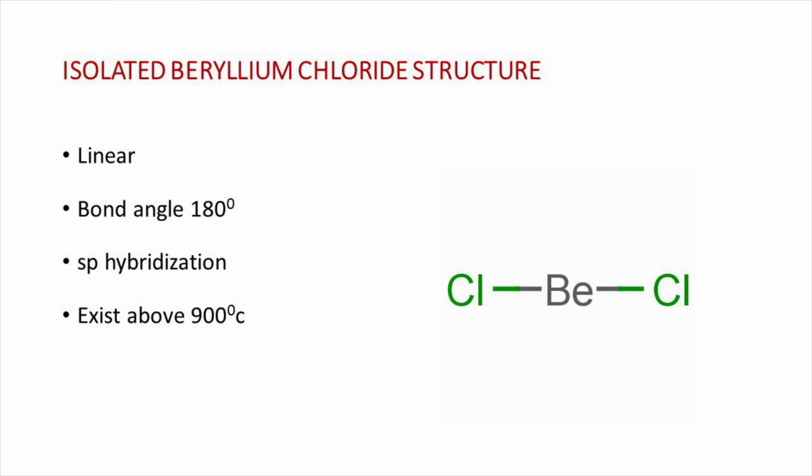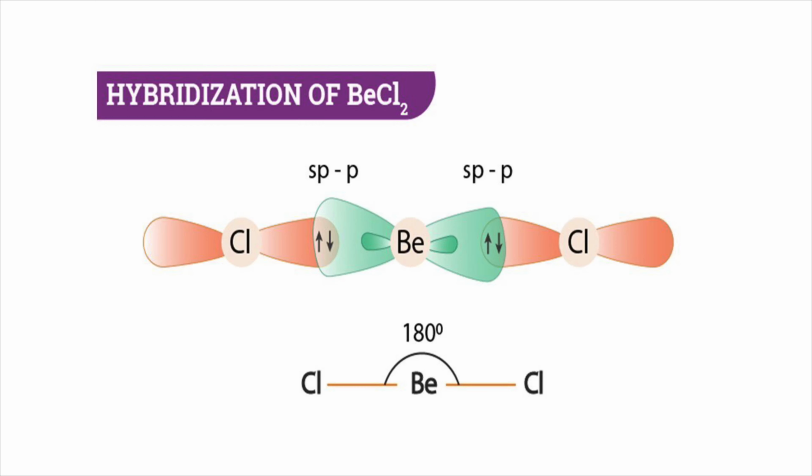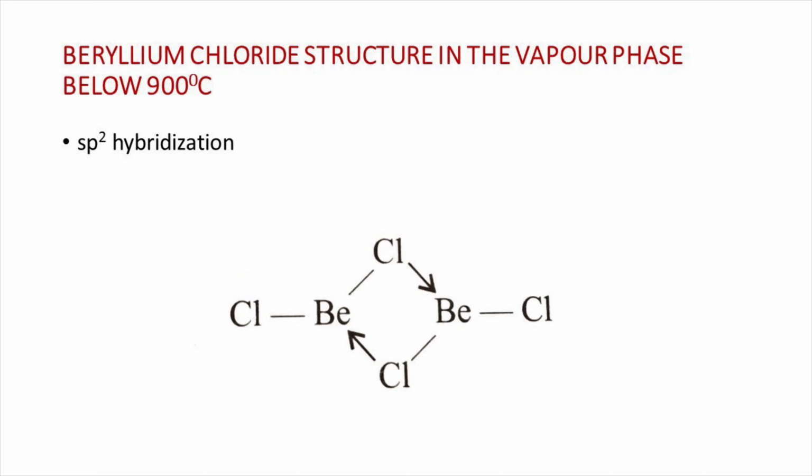The next we can discuss about beryllium chloride structure. There are 3 different structures for beryllium chloride. In an isolated beryllium chloride molecule, it has a linear structure, the Cl-Be-Cl bond angle being 180 degrees due to sp hybridization. Such monomers of beryllium chloride exist above 900 degrees Celsius. In the vapor phase below 900 degrees Celsius, beryllium chloride tends to form a chloro-bridged dimer based on the state of sp2 hybridization for beryllium.